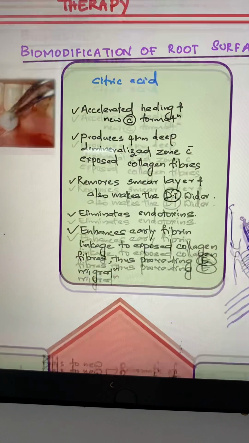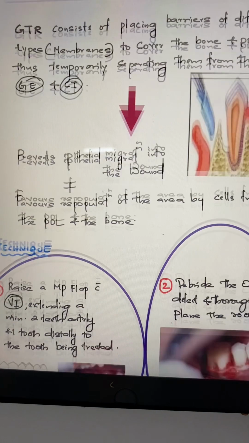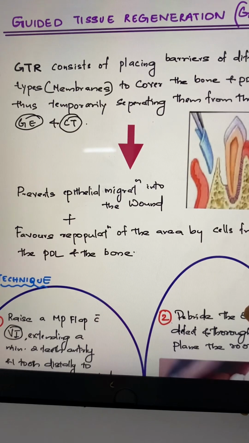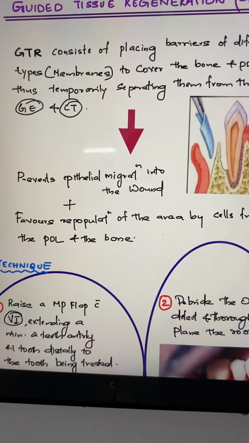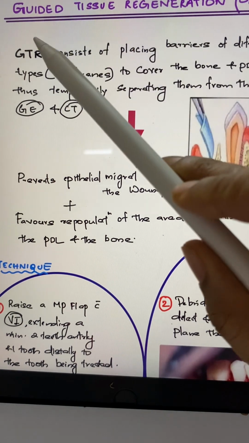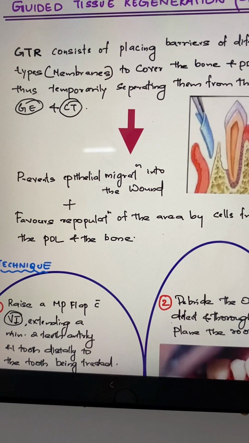regenerative therapy. That means here we are not using any graft, but with the help of other things we do this procedure. So GTR is guided tissue regeneration. The name suggests that it guides the tissue to regenerate. That is the simple explanation of guided tissue regeneration.